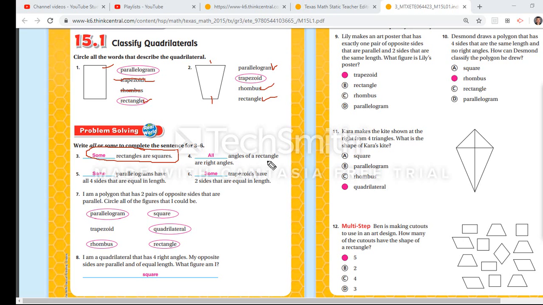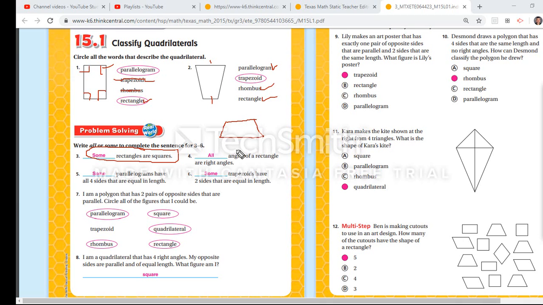All angles of a rectangle are right angles, and that is true. Here's a rectangle, all of its angles are right angles. Some trapezoids have two sides that are equal length. Here's one trapezoid that does not have two sides that are equal length, but some do. Notice, and you could draw it.